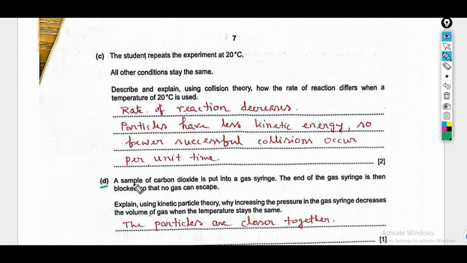And D, a sample of carbon dioxide is put into a gas syringe. The end of the gas syringe is then blocked so that no gas can escape. Now explain using kinetic particle theory why increasing the pressure in the gas syringe decreases the volume of gas when the temperature stays the same. If you increase the pressure, volume decreases because particles become closer. The particles are closer together, that's why volume decreases.